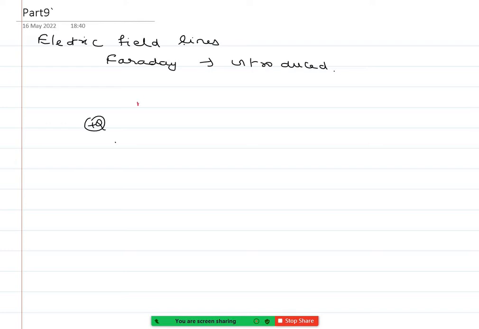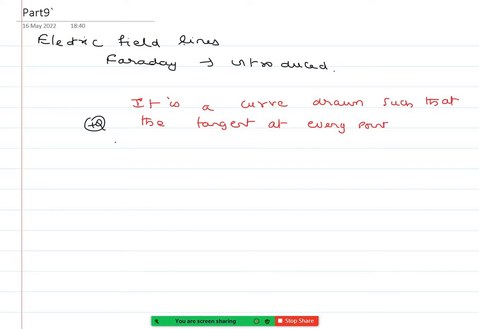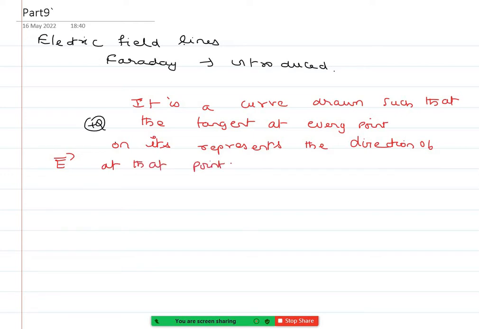So what are electric field lines? An electric field line is a curve drawn such that the tangent at any point on it represents the direction of the electric field at that point. The second statement I will explain, but it is an imaginary curve.